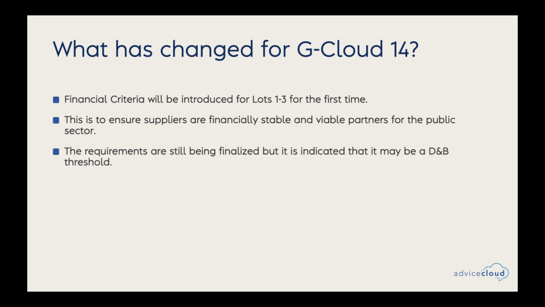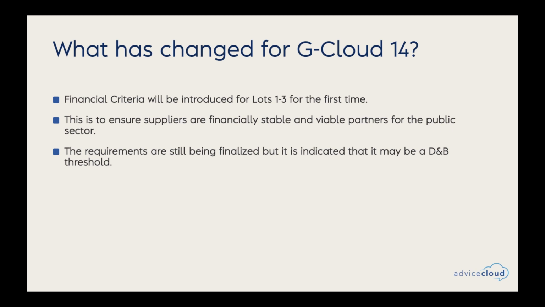Okay, the requirements are still being finalised, so don't take anything we say here as read. But what we've seen in other frameworks is that there's usually a Dun & Bradstreet threshold. You will need a Dun & Bradstreet DUNS number to apply for the framework, by the way. You won't need to have a VAT registered UK limited company. But there's usually a threshold limit, and if you can't meet that limit, then you have an opportunity to provide an FVRA, the financial viability risk assessment template, for this.